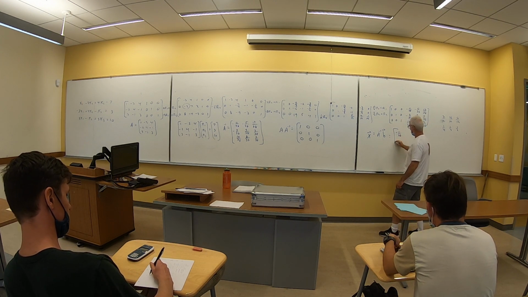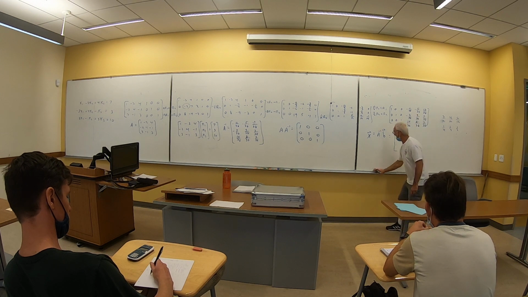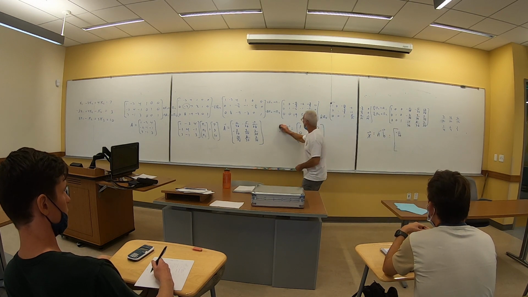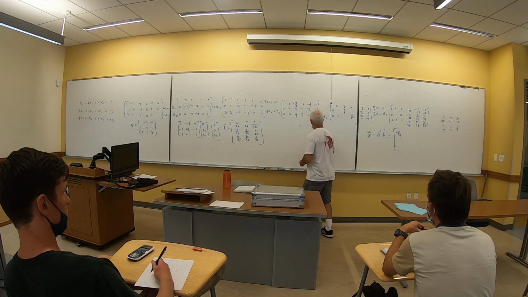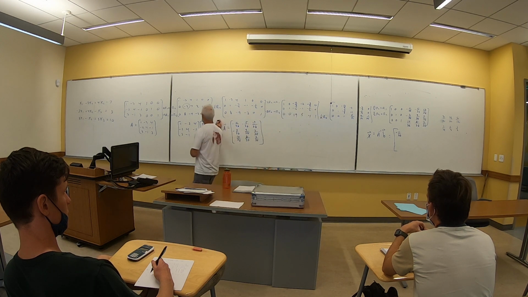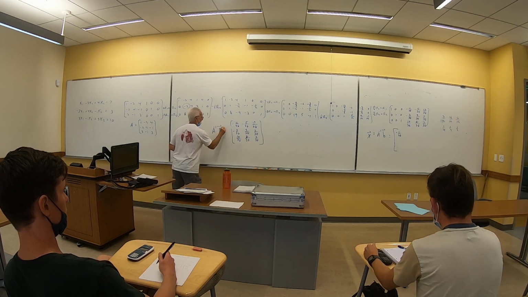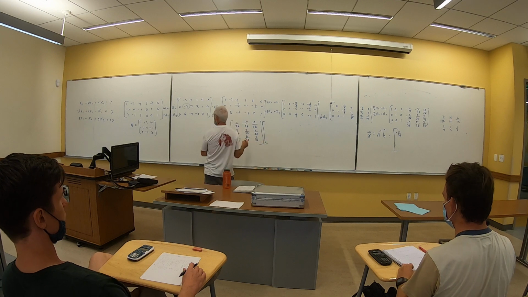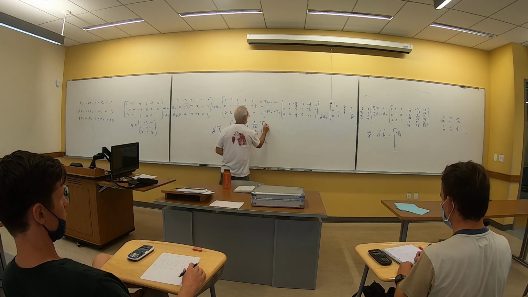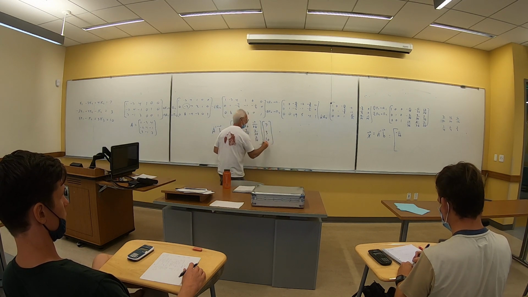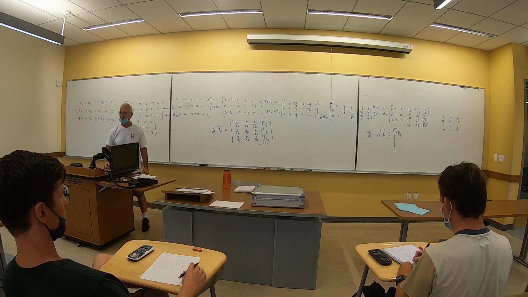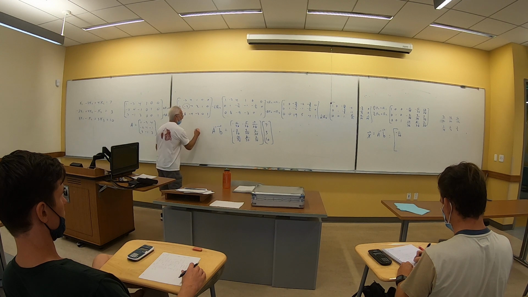I know I have to write it one more time, but it's easier. Well, actually, you know what? I'm going to be lazy. I don't want to write it again. How about if I just do this? All right. There, I'm being lazy. A inverse times B is this. This is also my solution.